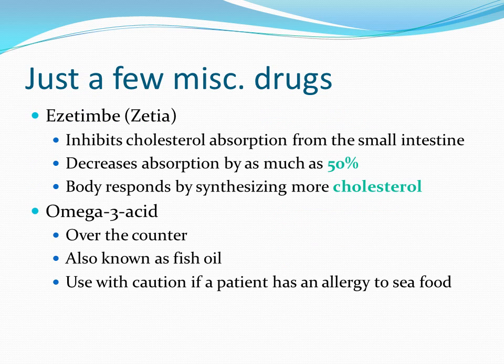There's just a couple miscellaneous drugs I also want to cover. The first one's Zetia. Zetia is kind of a neat little medication in that it acts a lot like the second group we talked about, the bile acid sequestrants. It inhibits cholesterol absorption from the small intestine, and it's actually been proven to decrease the absorption by up to 50%.